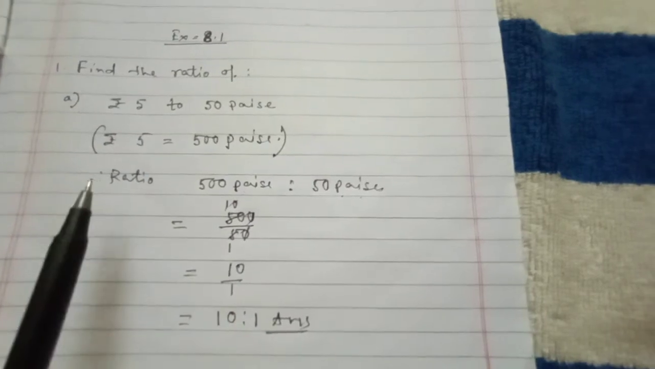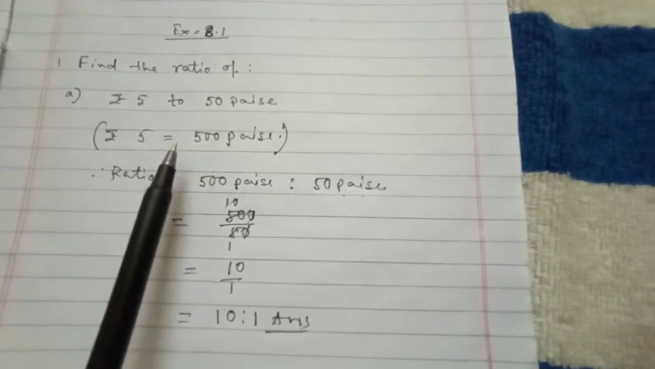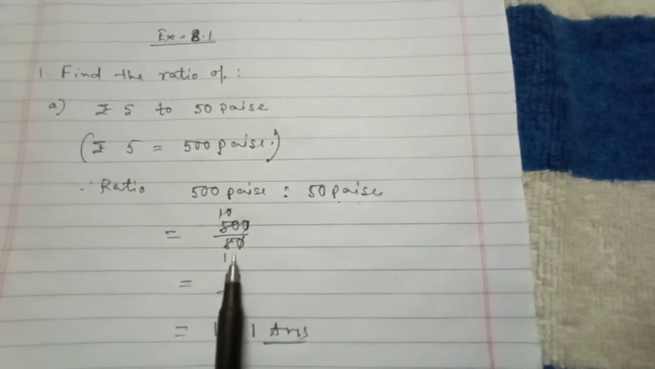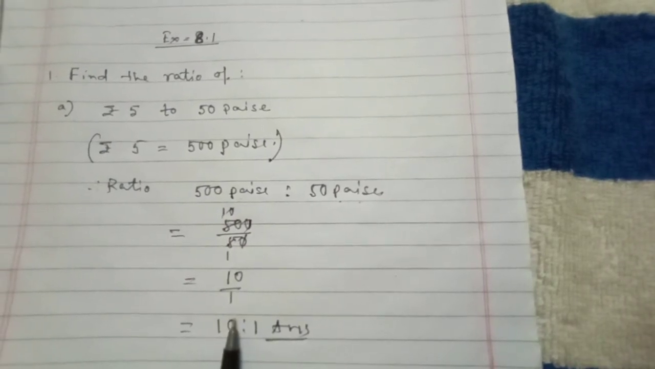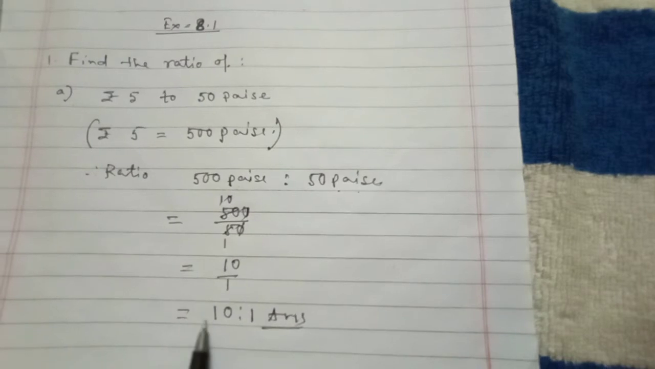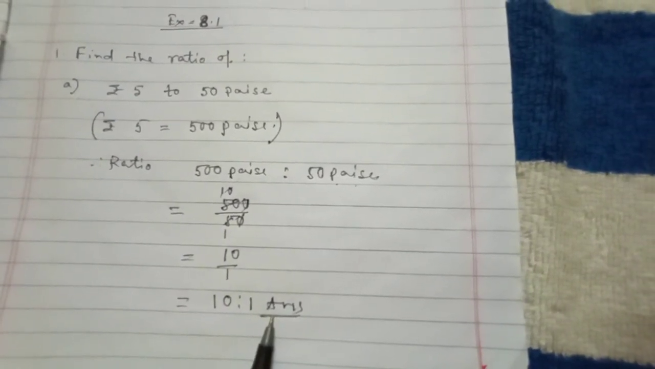When you are comparing two quantities, first of all you have to make their units same, then in the division form you have to write the ratio and cancel. If possible you cancel it out, and afterwards the simplest form you have to write, and there will be no units.